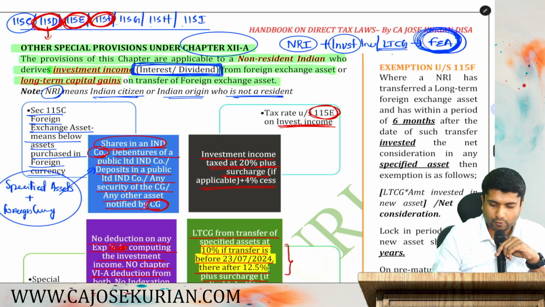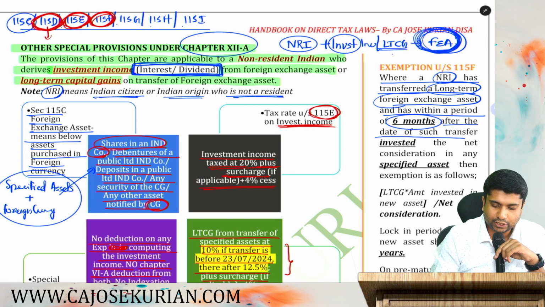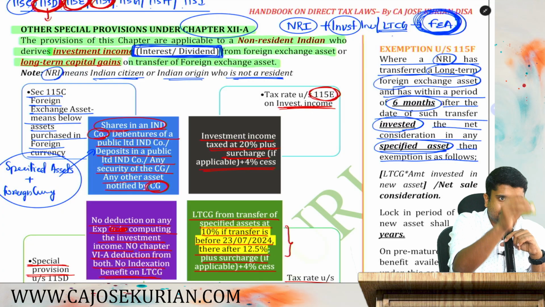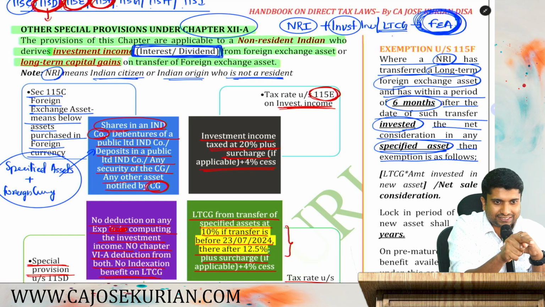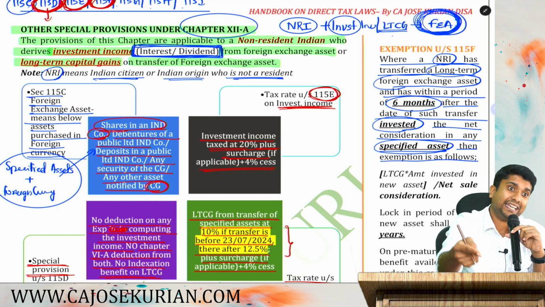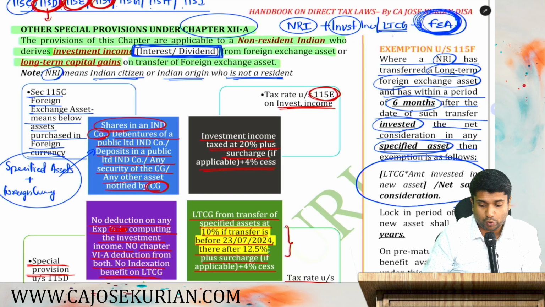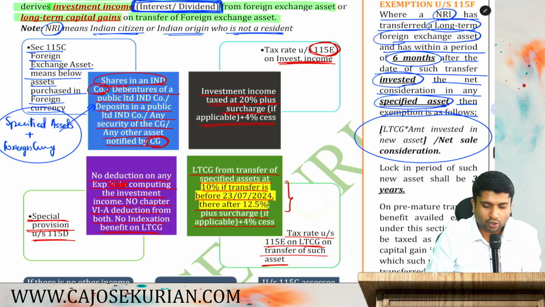Listen friends. What they are saying is, where an NRI has transferred a long-term foreign exchange asset and within a period of how many months? 6 months after the date of transfer, invested the net consideration in a specified asset, then exemption is as follows. If you have transferred a foreign exchange asset, and you have invested within 6 months from the date of transfer in another specified asset, then you can claim exemption. How do you compute that exemption? What does the department say? Long-term capital gain into amount invested in new asset divided by net sale consideration.